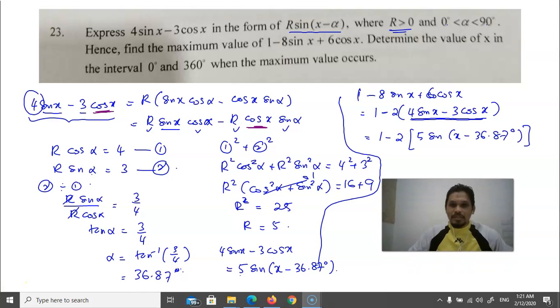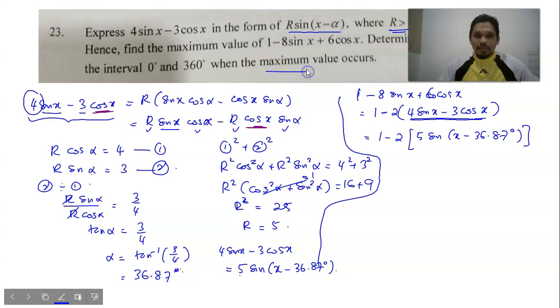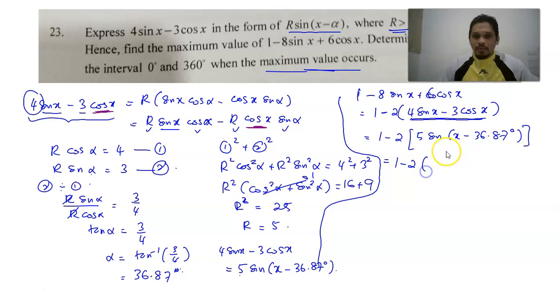So bring up this above here for a while. Okay, so determine the value of x when the maximum value occurs. Okay, maximum, so 1 minus 2 if I substitute this with negative 1. So it means that it is 5 multiplied with negative 1 here. 1 minus 2 times negative 5. Negative, negative, positive. 1 plus 2 times 5 equal to 10. So 1 plus 10 equal to 11.